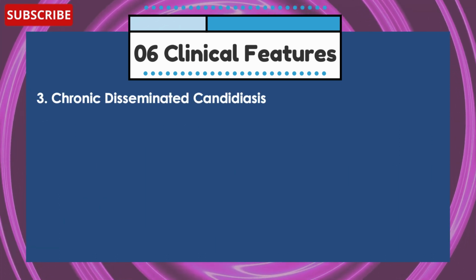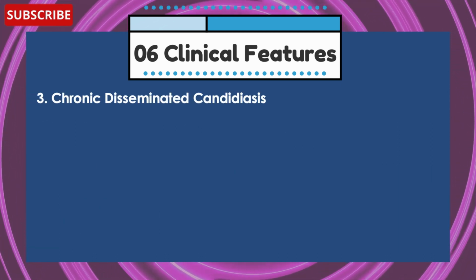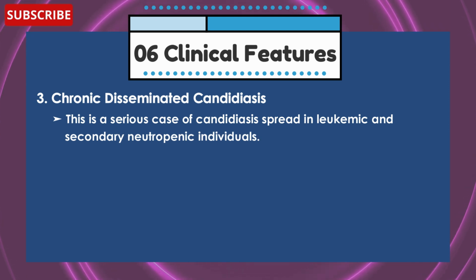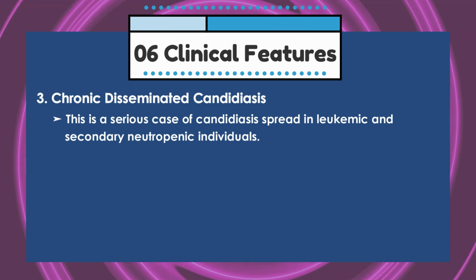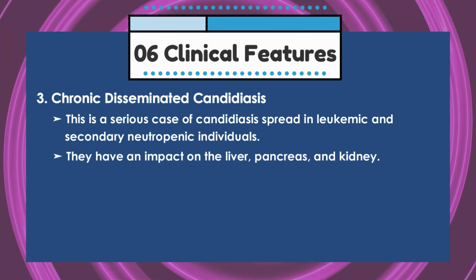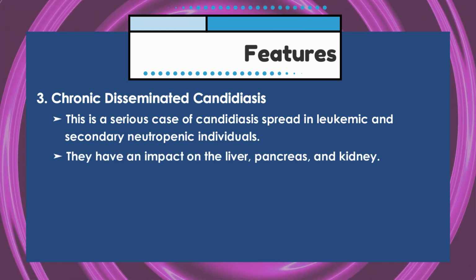Number 3. Chronic disseminated candidiasis. This is a serious case of candidiasis spread in leukemic and secondary neutropenic individuals. They have an impact on the liver, pancreas, and kidney.